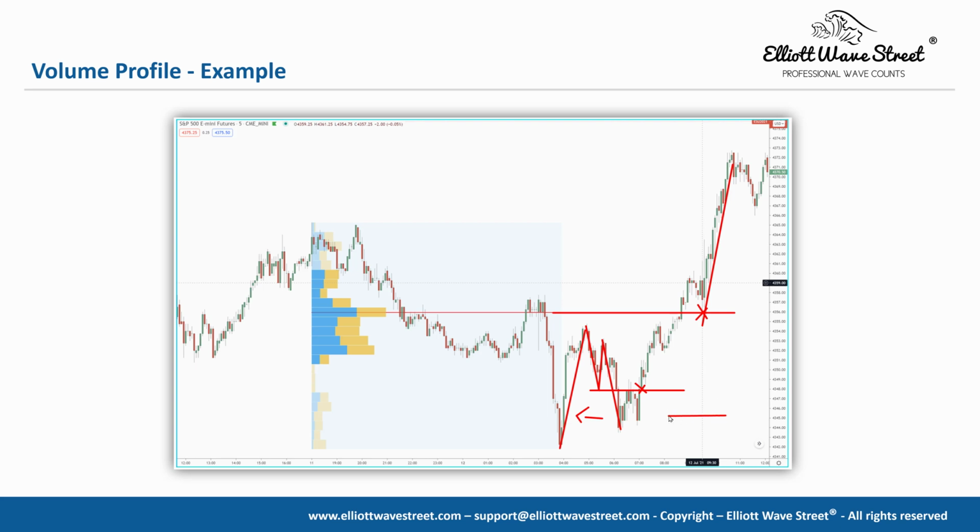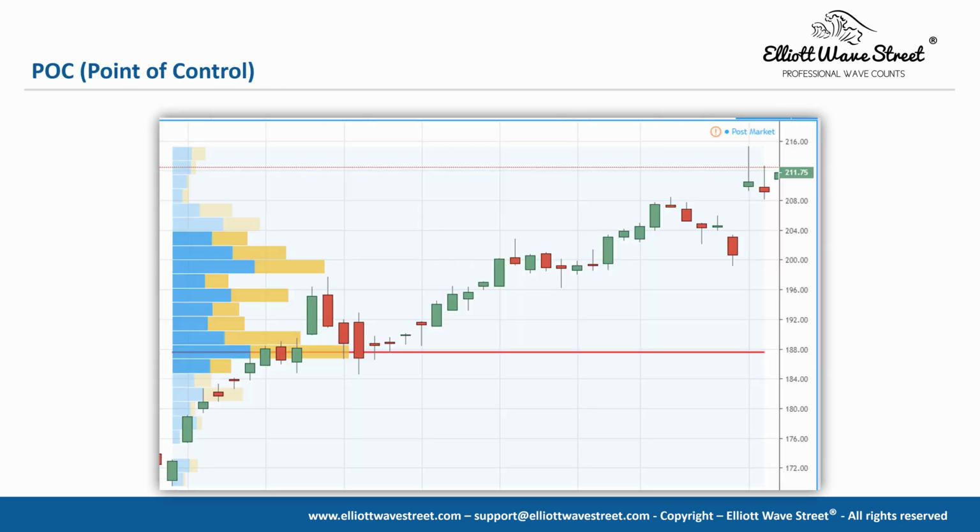So you are going to buy here. You are not going to buy here. Too late. Always below the point of control. The point of control is extremely important because it's a magnet. It's going to tell you when the market is cheap or when the market is expensive.